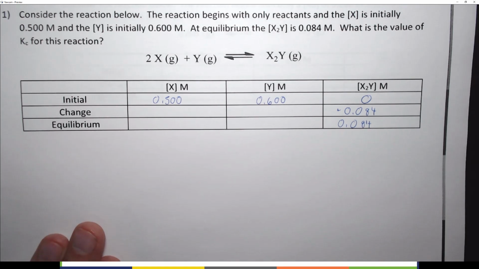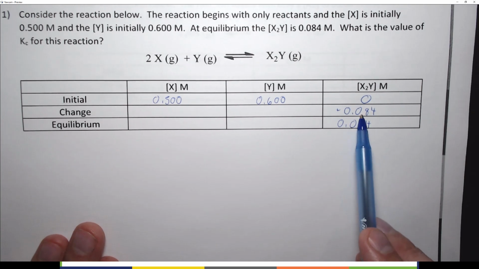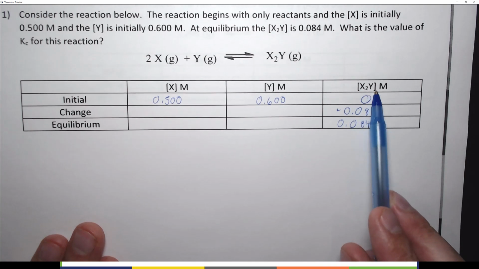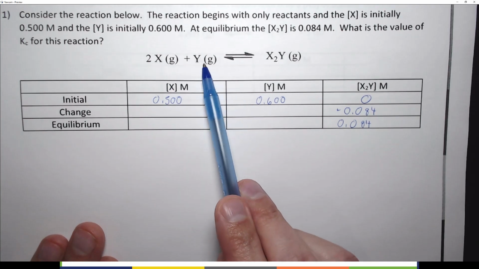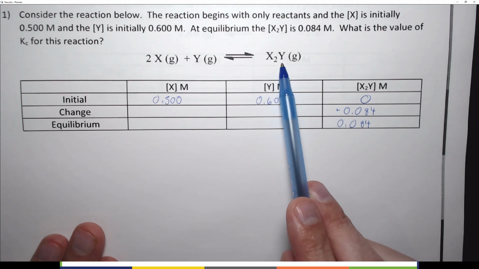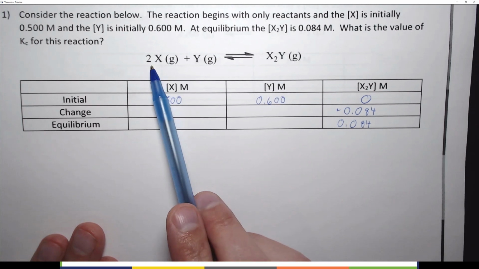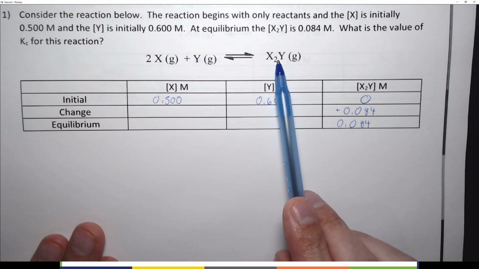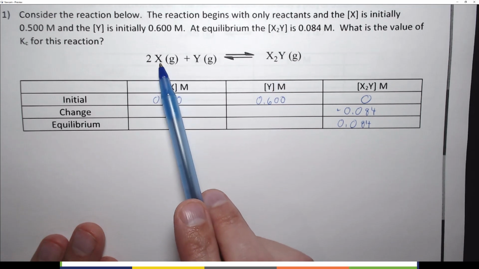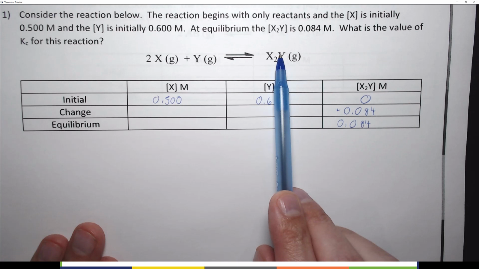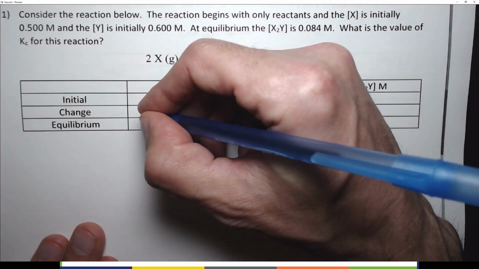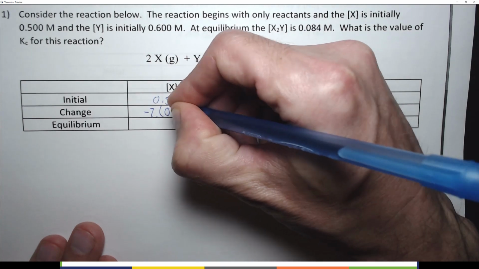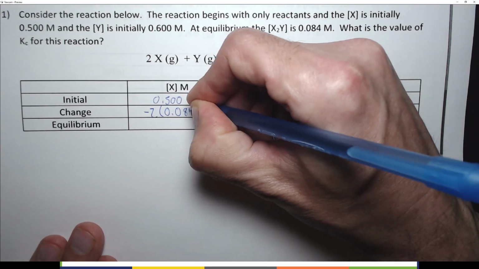All right, now let's think about stoichiometry. Okay, well, where did this 0.084 molar X2Y come from? Well, it came from some X and some Y reacted together to form this. Well, if it takes 2X to make this, right, we're going to have some less X because some X became this, right? But we're going to actually have double the amount less. So we're going to subtract 2 times 0.084 molar.